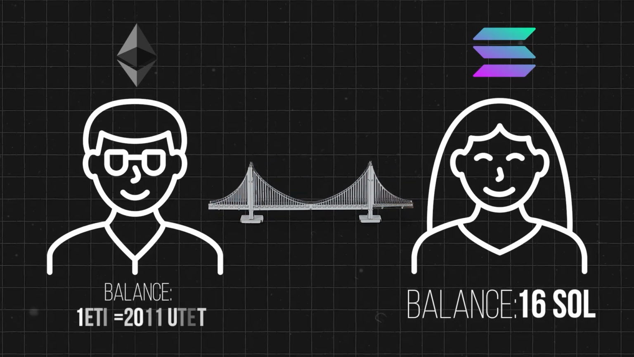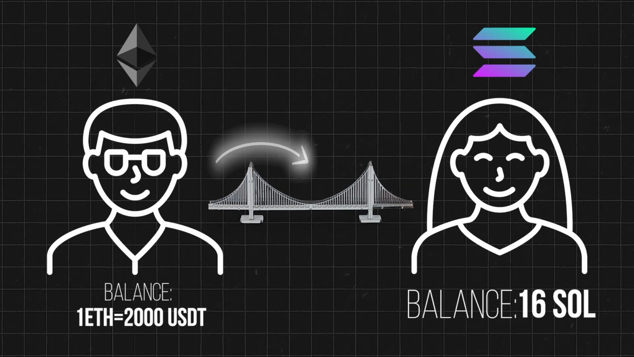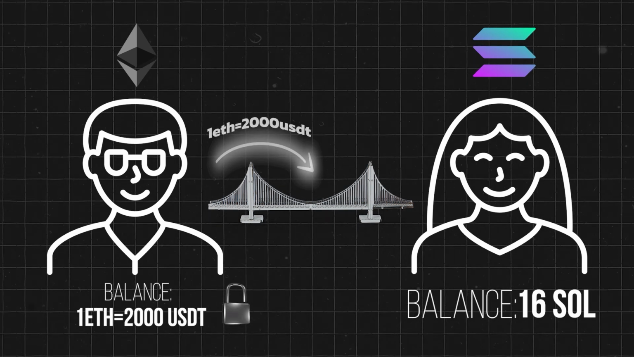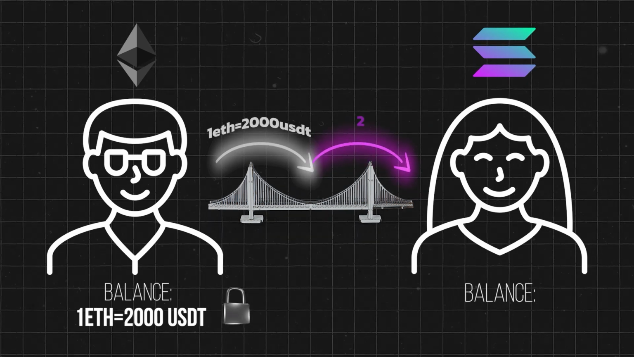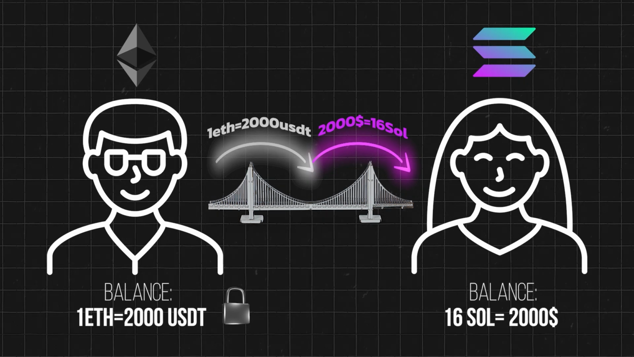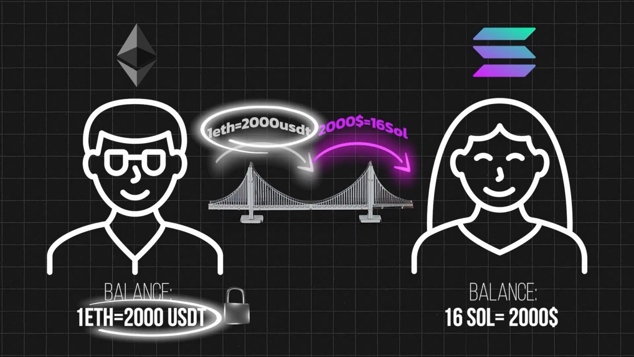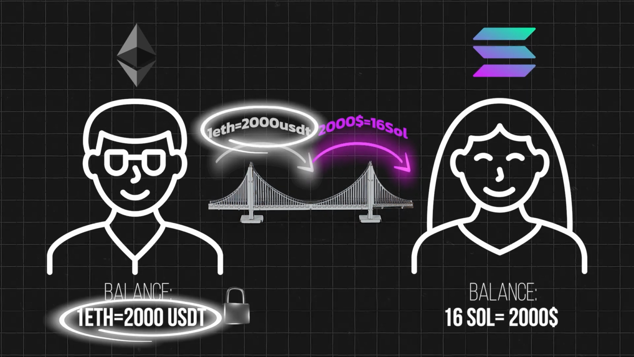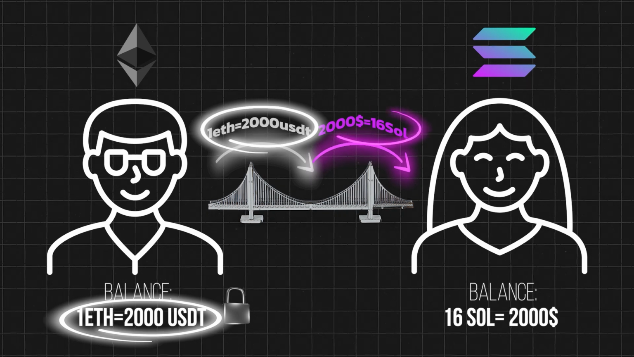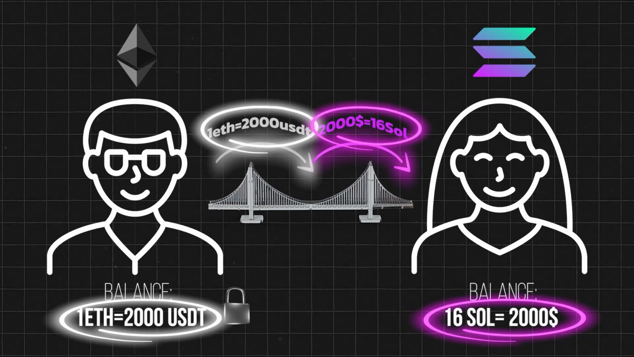For example, you want to transfer USDT from Ethereum to Solana. You send USDT to the bridge. They are blocked on the Ethereum network, and the bridge issues mirrored USDT on the Solana network. In doing so, the actual tokens remain blocked until you want them back.